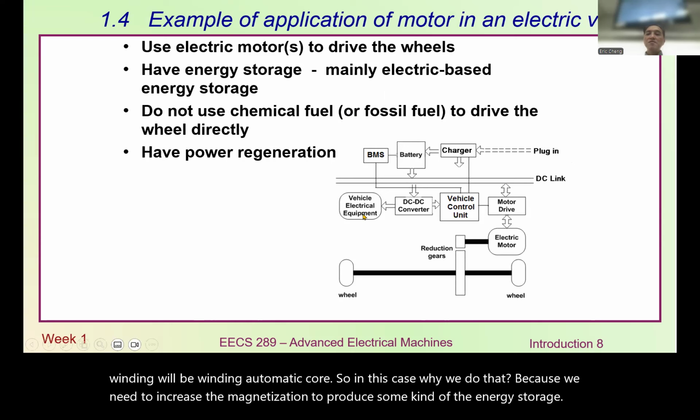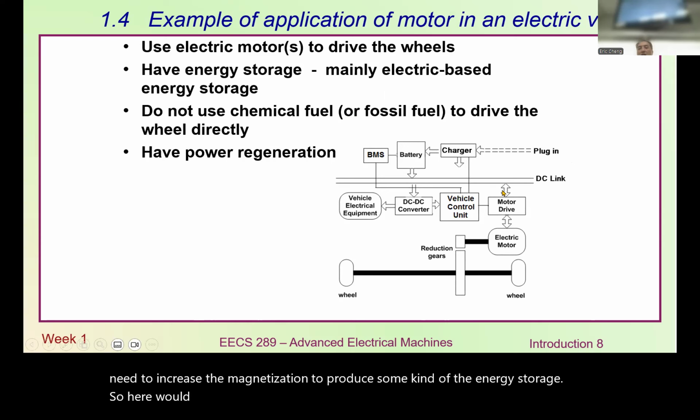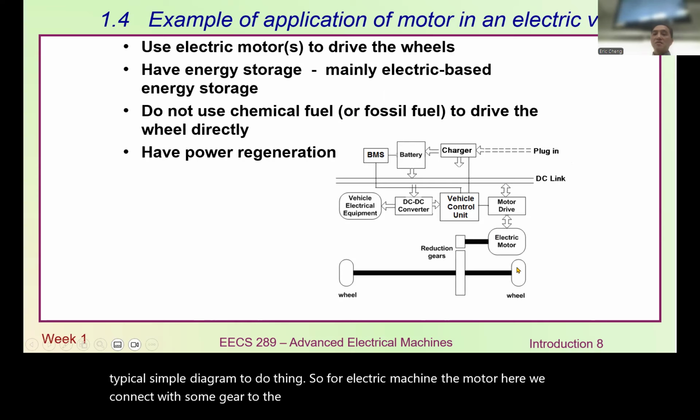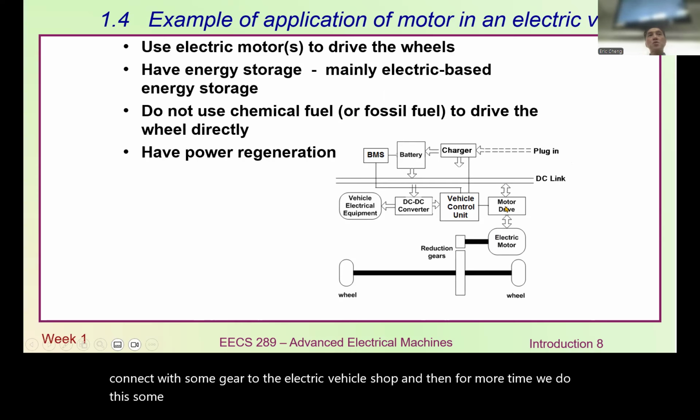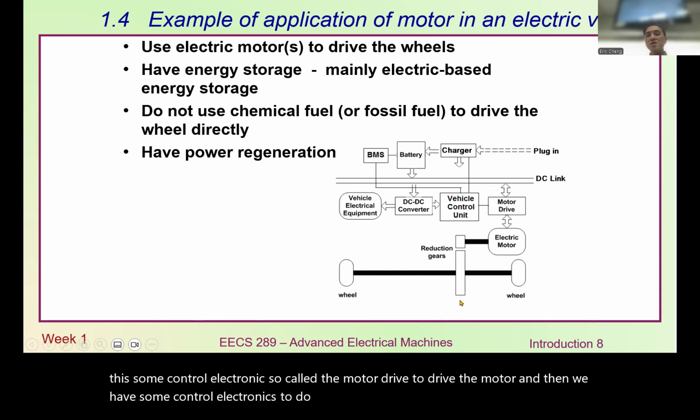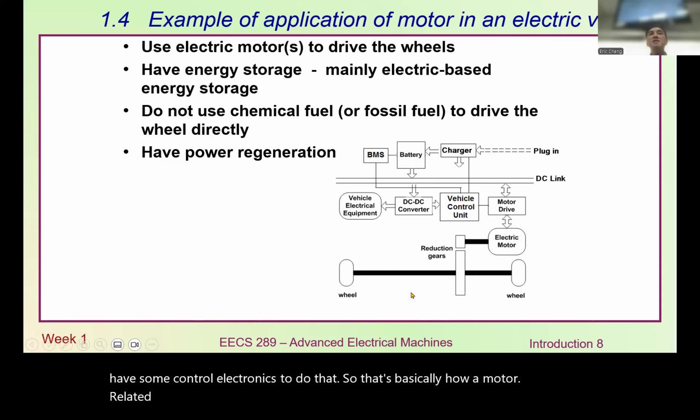Here is one typical example of how we connect the motor in the vehicle. It's a really simple diagram. For the electric machine, the motor here, we connect it with some gear to the electric vehicle shaft. For the motor, we need some control electronics, the so-called motor drive, to drive the motor. And then we have some control electronics to do that. So that's basically how a motor relates to an EV system.